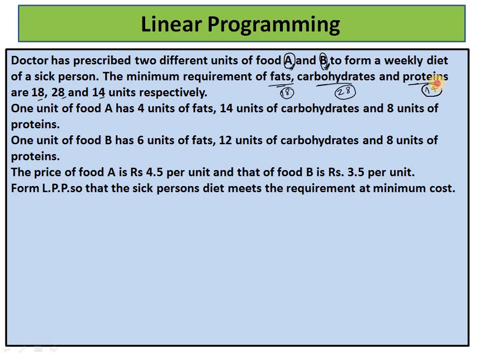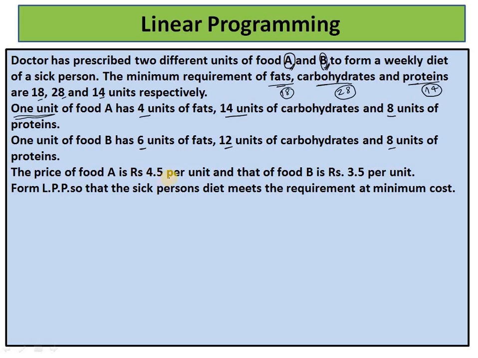Who said this? The doctor said this. Now where will he get it from? If he takes 1 unit of food A, he will get 4 units of fat, 14 units of carbohydrate and 8 units of protein. This he will get from food A. 1 unit of food B if he takes, maybe 1 unit is 100 grams or 50 grams like that, he will get 6 units of fat, 12 units of carbohydrate and 8 units of protein.